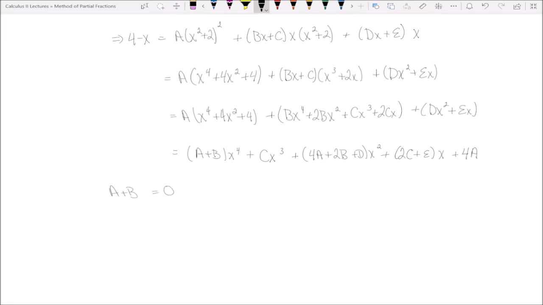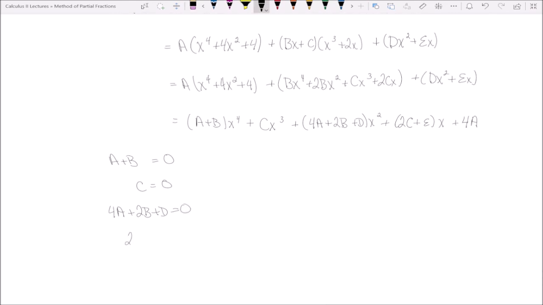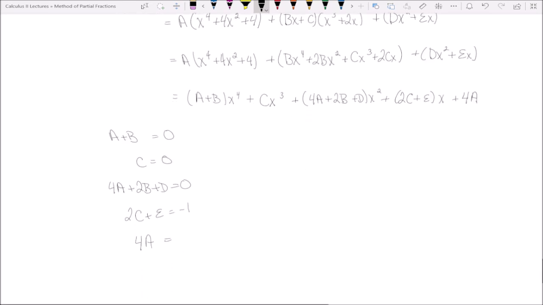Right, so A + B must be 0. C has to be 0. I'm sorry, I skipped one. 4A + 2B + D has to be 0. 2C + E has to be negative 1. And finally, 4A has to be 4.